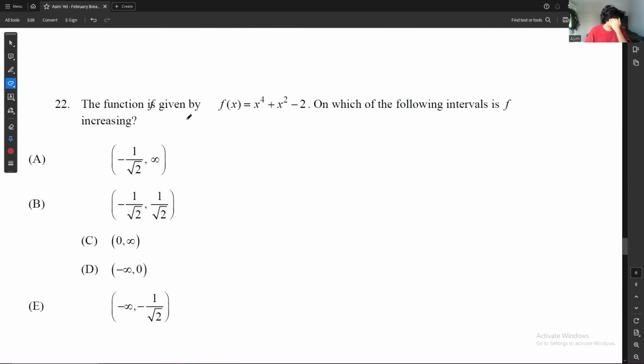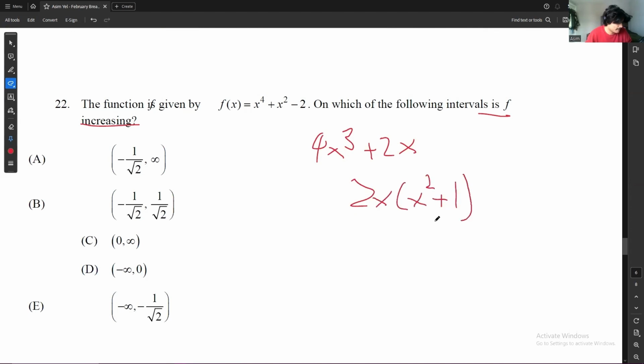The function is given by f of x is this. On which of the following intervals is f decreasing? So it's asking f is, oh, I'm sorry, increasing. So basically, we're just going to take the derivative, which is 4x cubed plus 2x, and then we're going to make this positive. Actually, first of all, let's set this equal to 0. 2x, x squared plus 1. So when is this equal to 0?